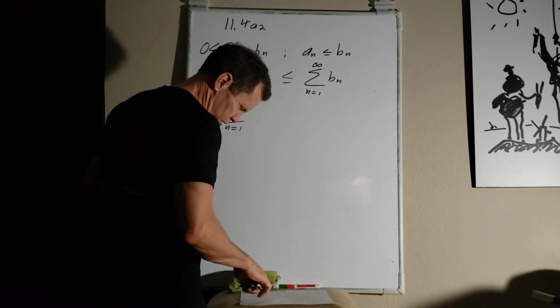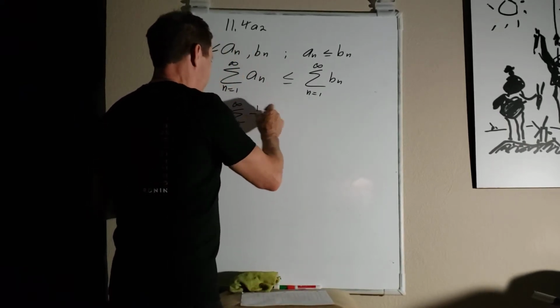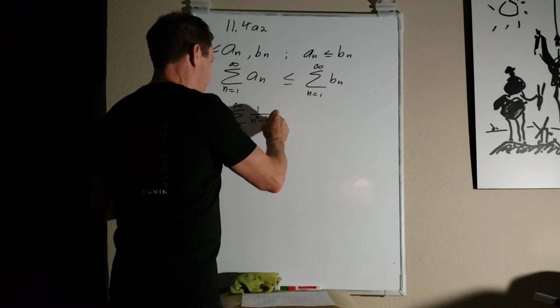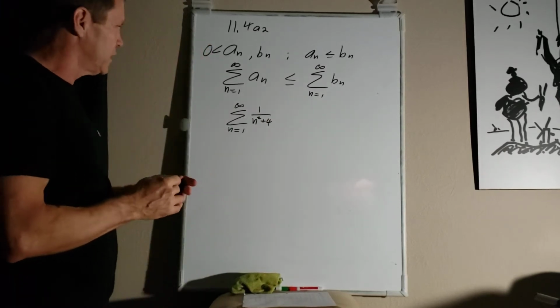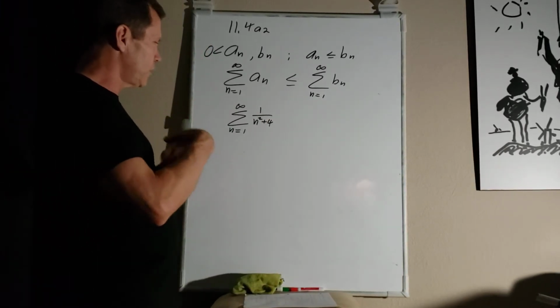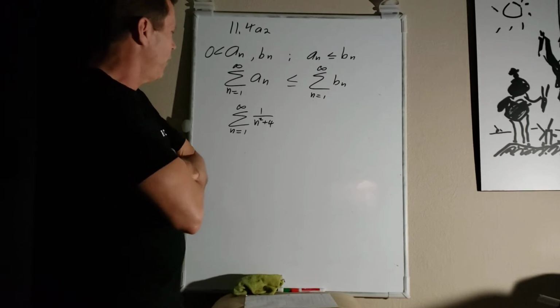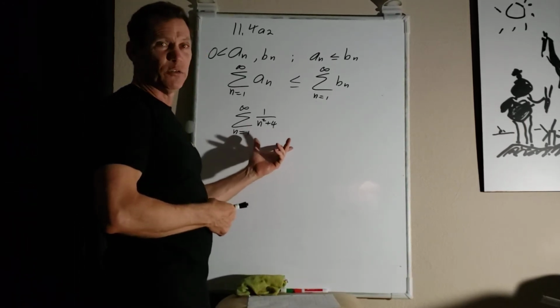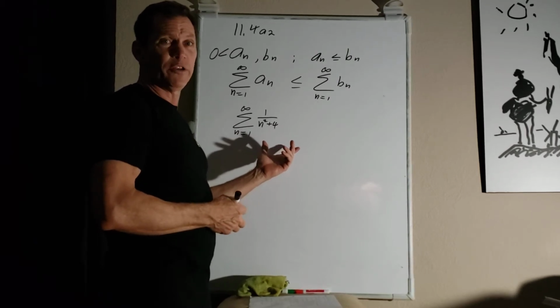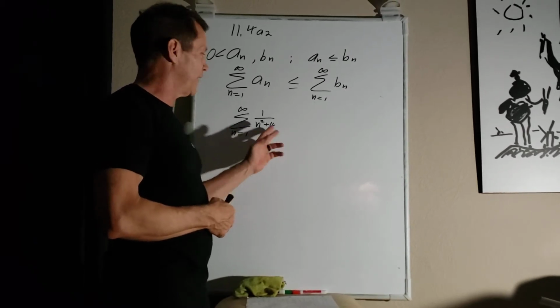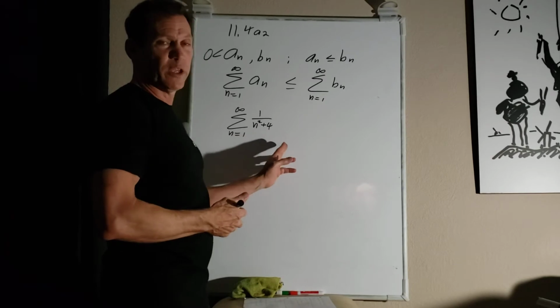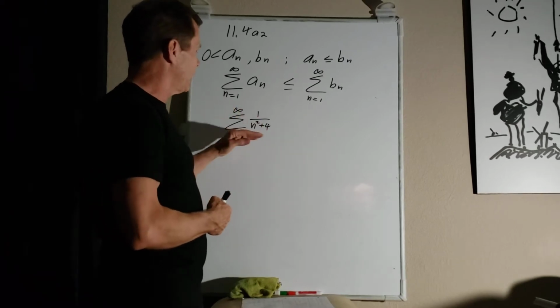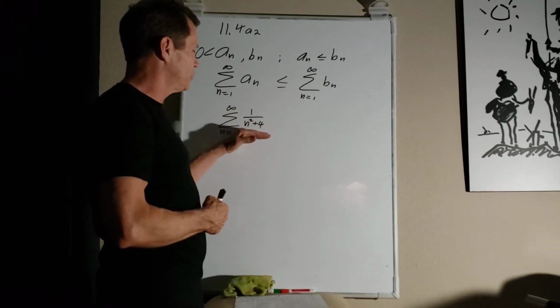Let me see what I picked here. n squared over... n squared plus 4. Okay, looking at that, you've got to think, I want to compare this to a series, but I have to know something about the series that I'm comparing it to. If I don't know whether the series I'm comparing it to converges or diverges, if I've got two series up here I don't know anything about, it doesn't do me any good. I have to compare it to something that I know something about.